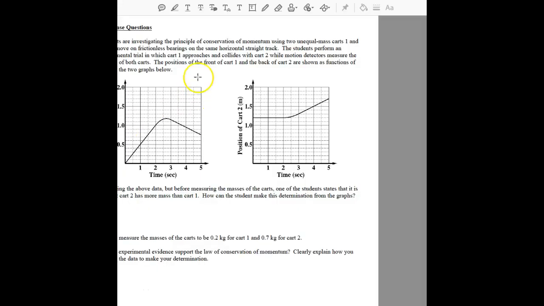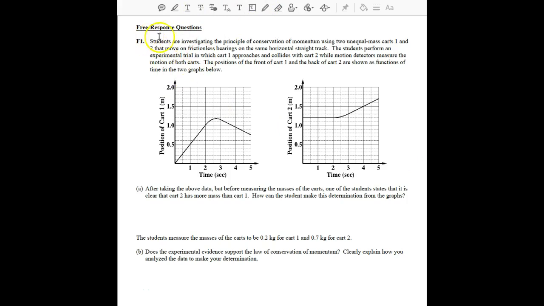Hey, this is Horner. We're going to take a look at the momentum free response question number one. When we look at this, we see that students are trying to go through the conservation of momentum, and they're looking at two unequal mass carts, number one and number two. They move on a frictionless bearing, on a horizontal straight track.